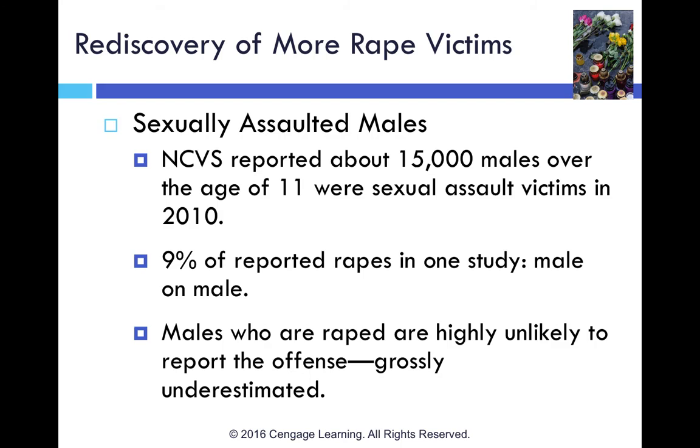So just as we have a rediscovery of this, we have rediscoveries of groups within this, right? So men that are sexually assaulted. The NCVS reported about 15,000 males over the age of 11 were sexual assault victims in 2010. There were 9% of reported rapes in one study were male-on-male assaults. Men who are raped are highly unlikely to report it, so these numbers are grossly underestimated. If you think it's difficult for women to come forward and report, imagine what it might be like for a male victim.